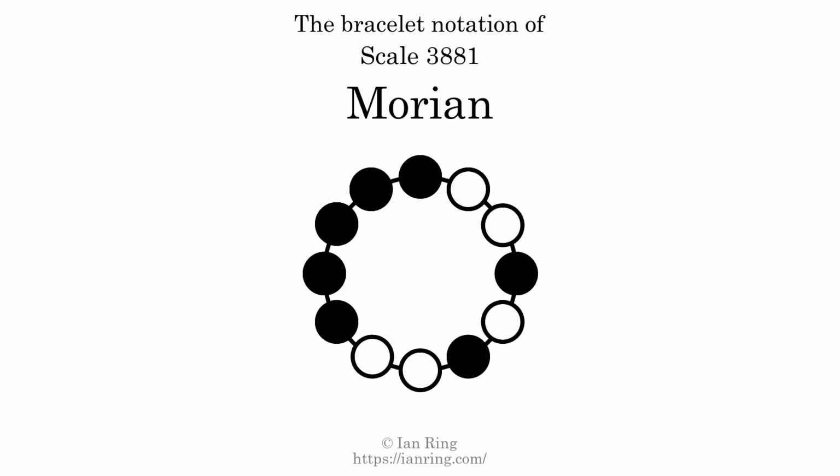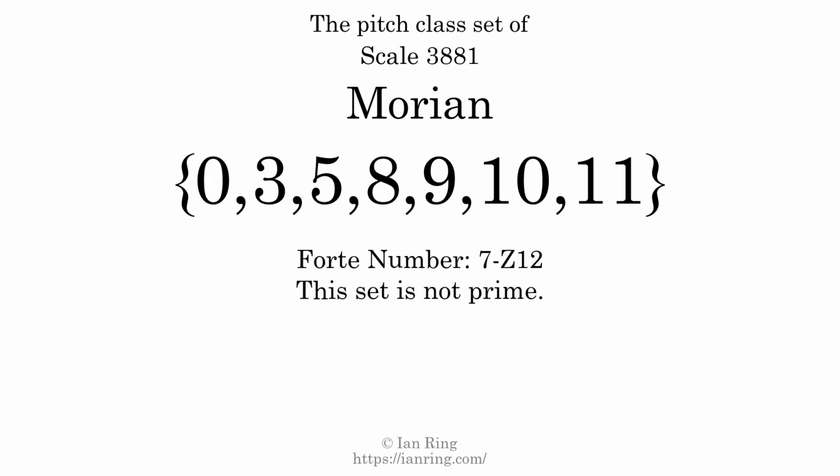This is a bracelet notation diagram of scale 3881. The shaded circles represent tones that appear in the scale, and they are read clockwise, starting at the top. The pitch class set for this scale is 0, 3, 5, 8, 9, 10, 11. The forte class is 7Z12. This set is not prime.